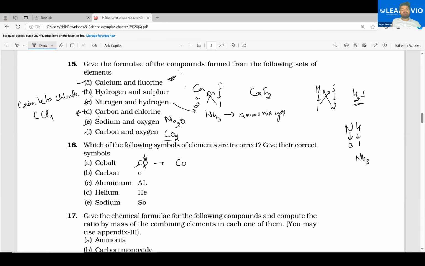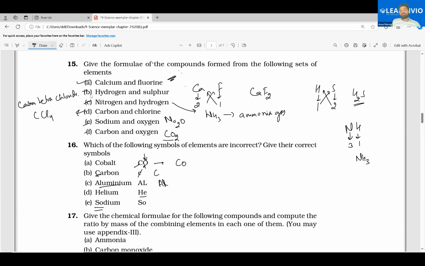If we keep the capital O, then it will not be cobalt, it will be carbon and oxygen. Similarly, the first letter of carbon should be capital C. For aluminium, the first letter should be capital and the second small. For a single element, the first letter should be capital. If it is a two-letter symbol, the first letter should be capital and the second small. Helium, He, is correct.